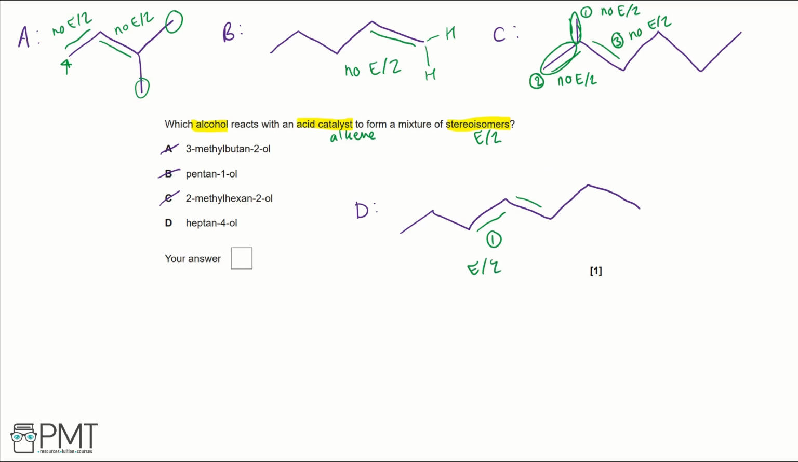But we need a mixture of stereoisomers, so we need to look at number 2. So number 2 will have a hydrogen here and here, so this is its high priority group and this is its high priority group. So again, we're going to have EZ isomerism. So that's really good because we've got this mixture of stereoisomers, and the key in this question was to realise that you form an alkene and the stereoisomers associated with alkenes are EZ stereoisomers. And the answer for this question is D, so to get the mark for this question you need to write D in the answer box provided.